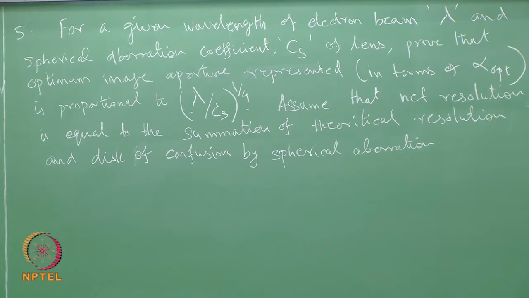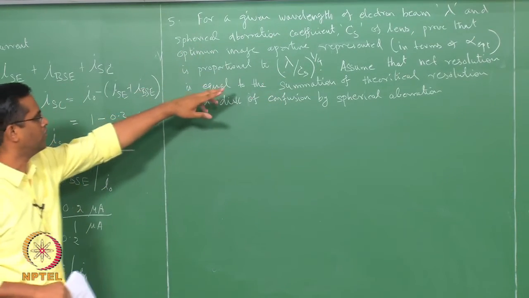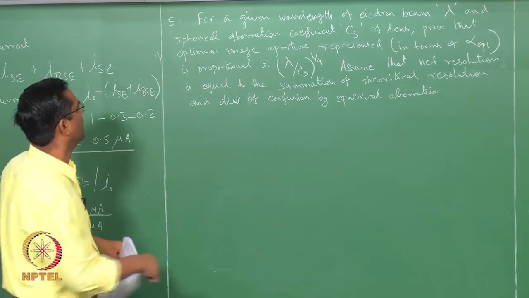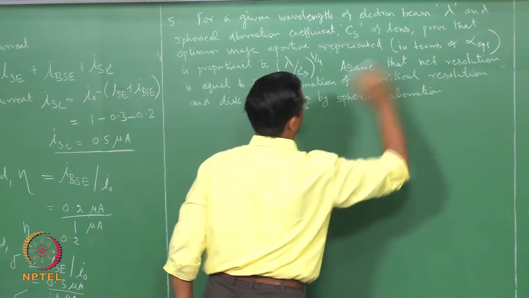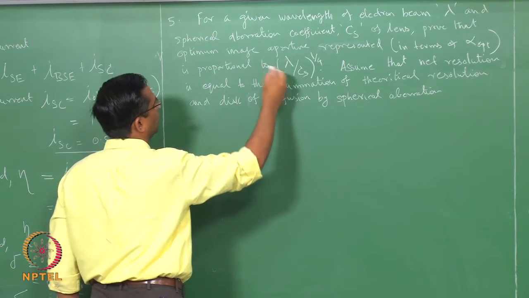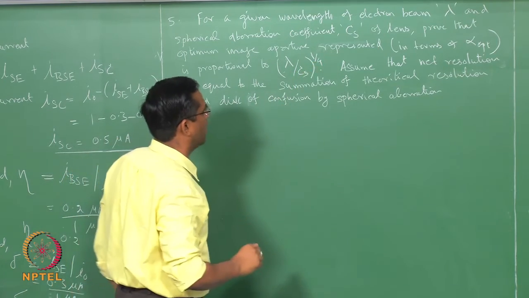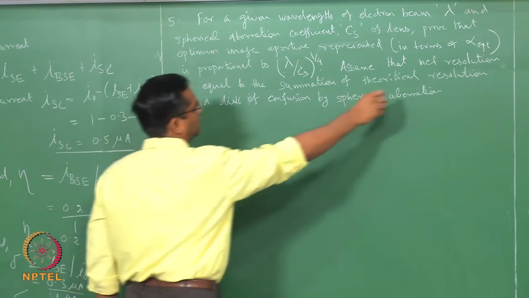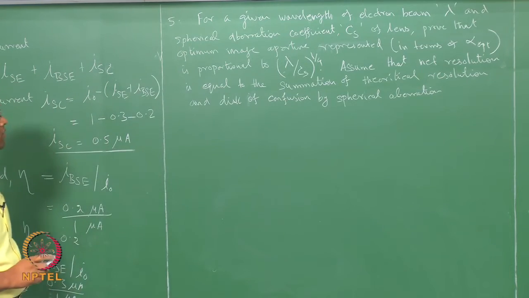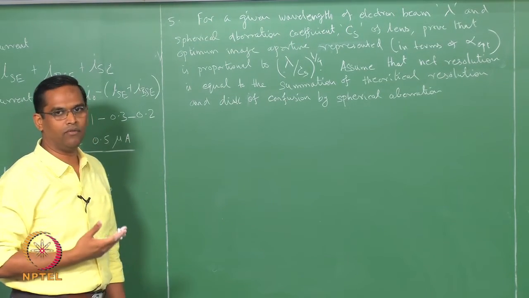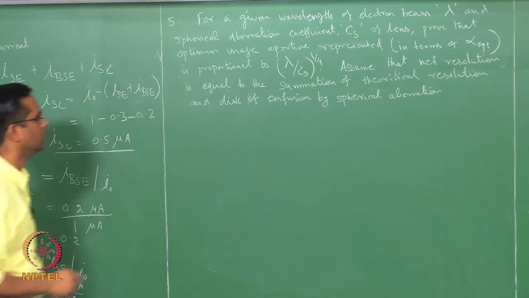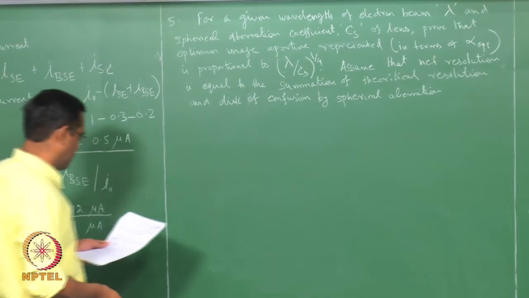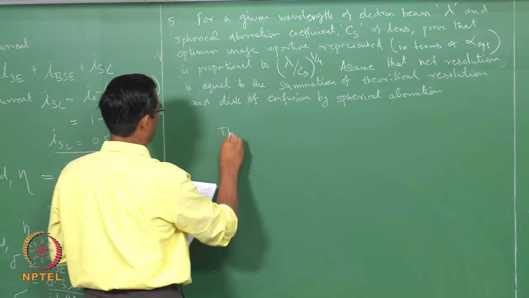So the question is, for a given wavelength of electron beam lambda and the spherical aberration coefficient Cs of the lens, prove that the optimum image aperture, represented as alpha opt, is proportional to lambda by Cs to the power 1 by 4. Assume that the net resolution is equal to the summation of the theoretical resolution, that is the disk of least confusion, plus the disk of confusion created by the spherical aberration. So how do we go about this? What is the theoretical resolution?